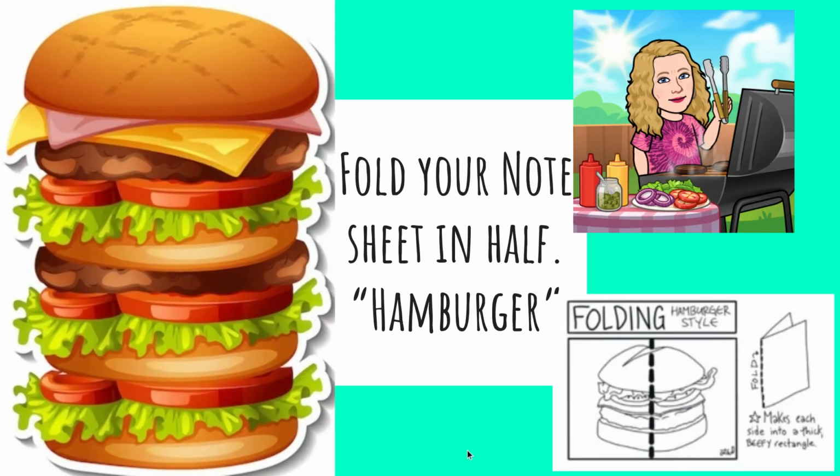So the great controversy: what does it mean if you're folding something hamburger or if you're folding something hot dog? Here is a little demo that kind of shows you what it means to fold it. Hamburger is you're just folding it in half. We're making a nice crease down the middle, which makes us two different sides, or two equal sides that we'll use to put some more information.